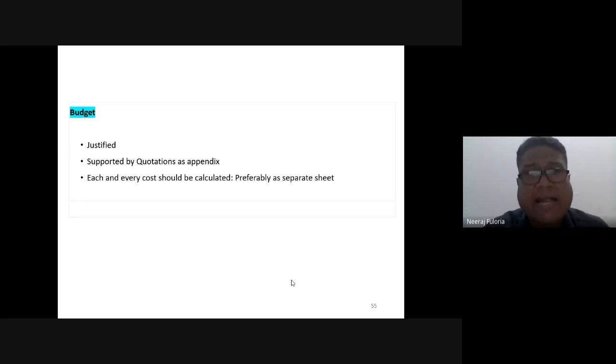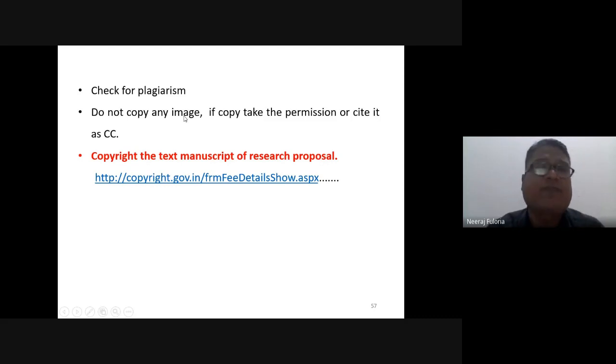So before you submit, check for plagiarism in your grant. Do not copy any image. If you are taking any image, take permission or cite it as CC. And lastly, most important is to copyright the manuscript to safeguard your proposal, because everybody is terrified: if I write, if I submit, then what? Somebody may copy and submit it further. Yes, it may happen. We have 5 different fingers. It may happen. To avoid that, copyright your project.